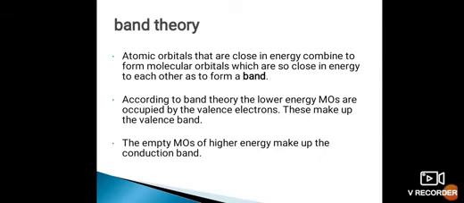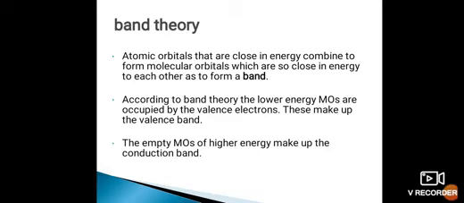As per this band theory, atomic orbitals that are close in energy combine to form molecular orbitals which are so close in energy to each other as to form a band. Atomic orbitals are combined to form a band. There are low energy molecular orbitals which we call the valence band, and empty unoccupied orbitals we call the conduction band. So based upon the electrons transferring from valence band into conduction band, when it is flowing easily, then that will start to conduct.